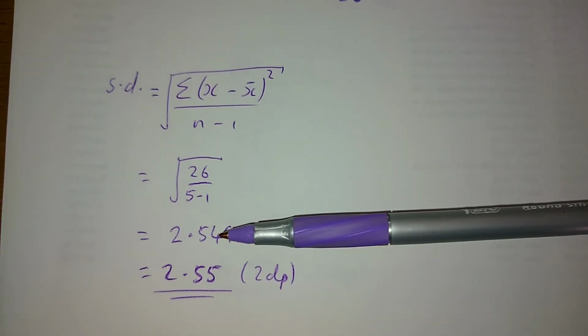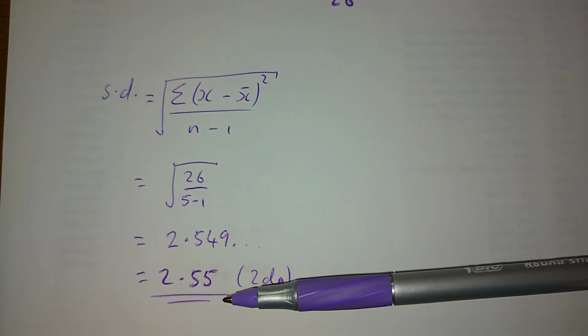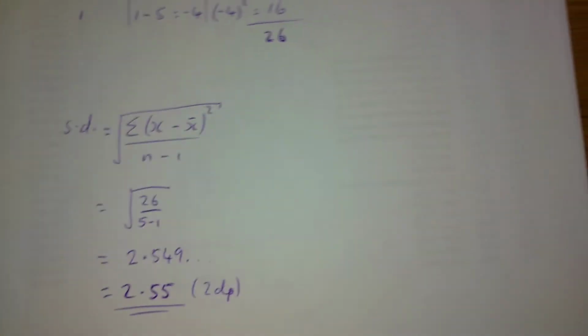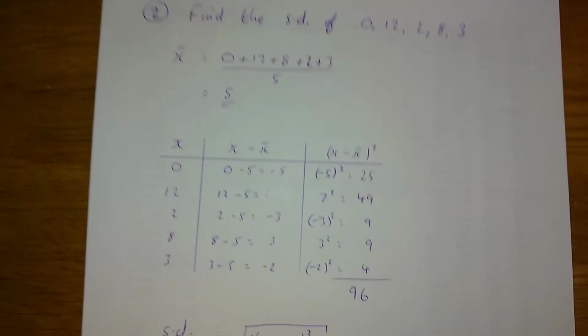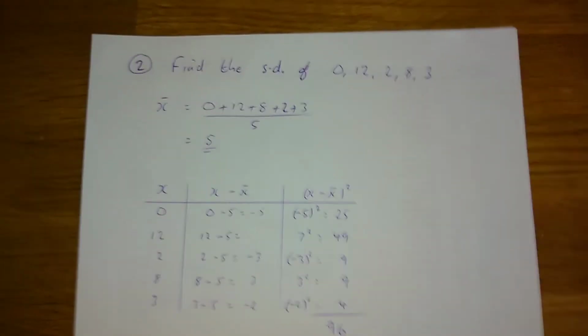So 2.549... which rounds to 2.55. Right, let's have a look at a second example. So that's basically most of what you need to be able to do for standard deviation. It is just using a formula, really.